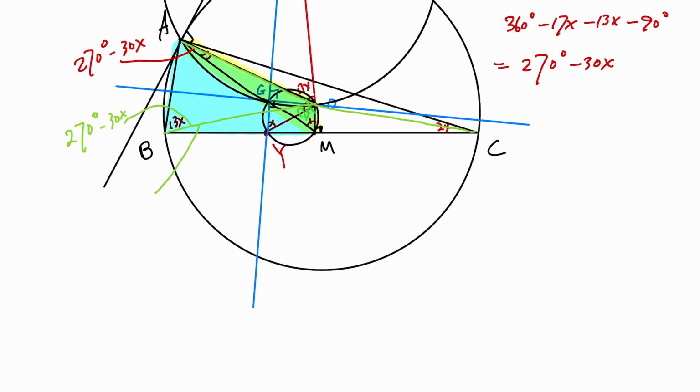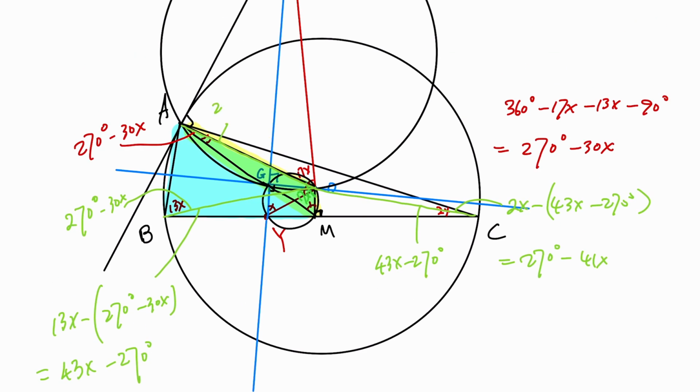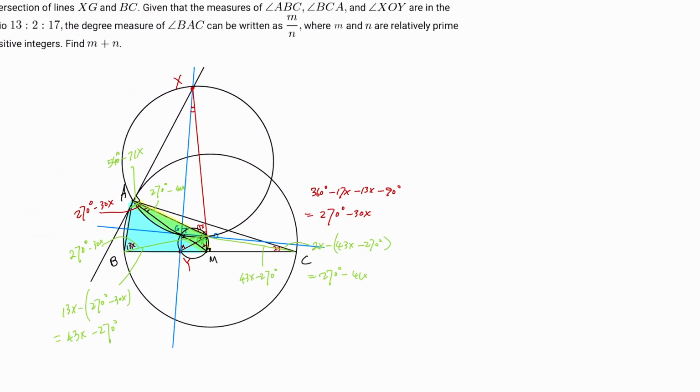So this angle right here is 13x minus that above, or 43x minus 270 degrees. Similarly, this is 43x minus 270 degrees, meaning that this is 2x minus that, or we would have 270 degrees minus 41x. And here, similarly, we would have 270 degrees minus 41x. So this angle A, or angle BAC, in total, this giant angle over here, is 540 degrees minus 71x. A very big number, but we are almost there.